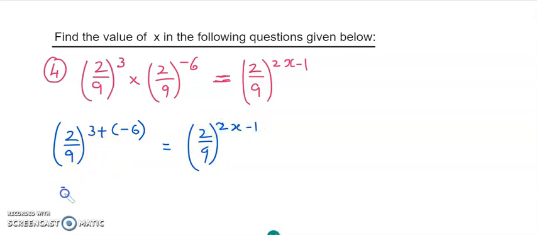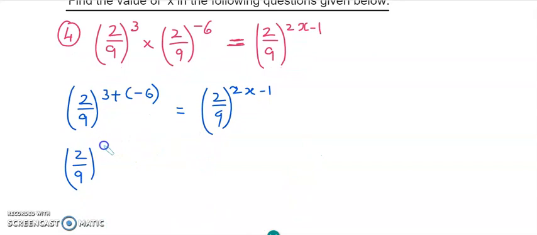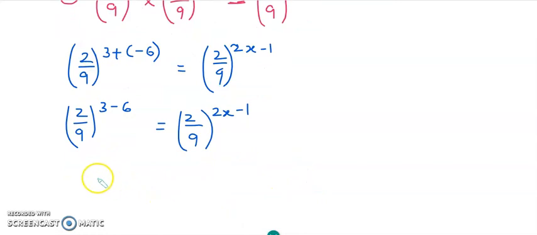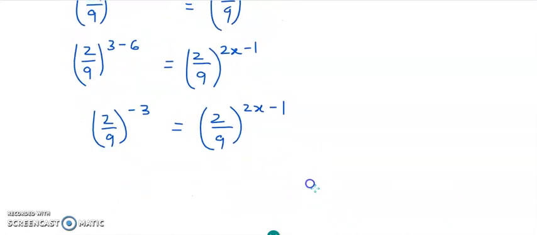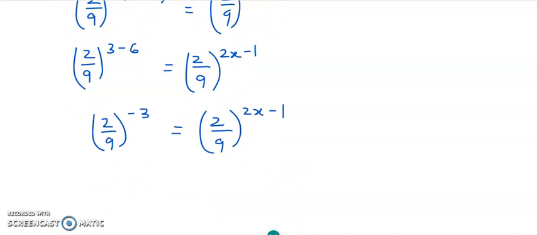Okay. Next, 2 over 9 to the power of 3 plus of minus means minus 6, which is equals to 2 over 9 to the power of 2x minus 1. Correct? Which will change as 2 over 9 to the power of 3 minus 6, minus 3, which is equals to 2 over 9 to the power of 2x minus 1. Okay? So what we are going to do now, the bases are same. The bases are simplified as one common base. So cut it off.